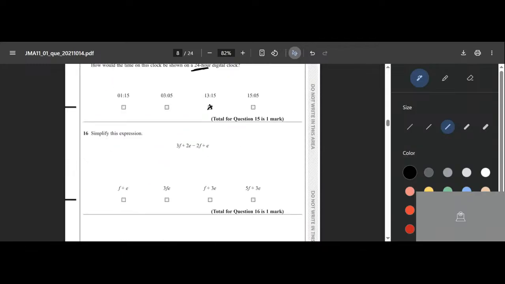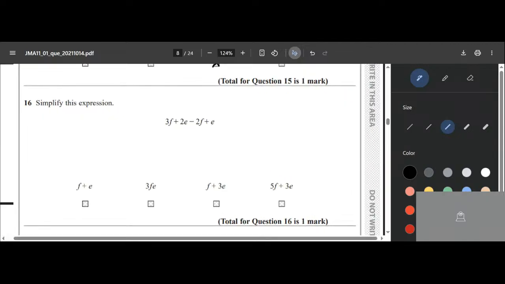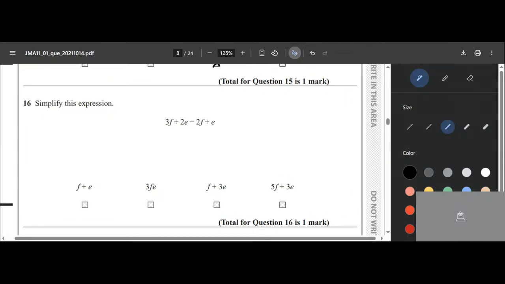So let us proceed to the next expression here. You're told to simplify this expression. To simplify an expression, this is algebra. So for you to simplify algebra, first of all, you are supposed to know something called the like terms and the unlike terms. To simplify an algebra, we will say that the like terms are the letters, not the numbers. They are letters that are the same.